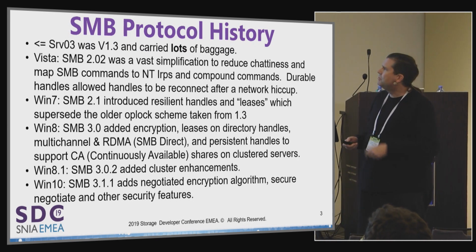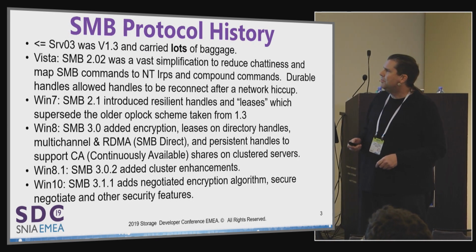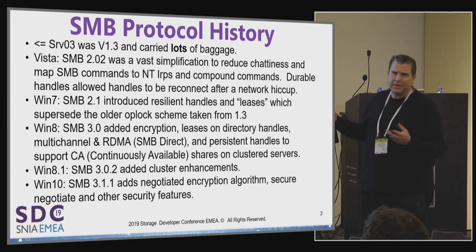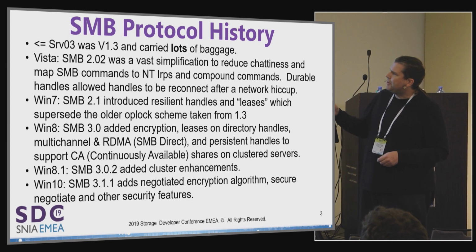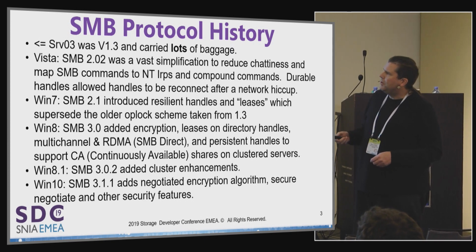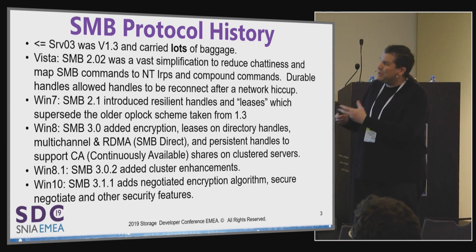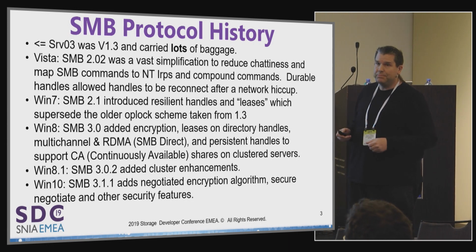This is very quickly a protocol history of SMB. I'm going to skip this, but if you want, the slides will be out and you can read all about it. We do SMB 3.0 right now in Azure Files. We're working on 3.1.1. Really, the features you get in 3.1.1 aren't that much more. 3.0 was a really big one.